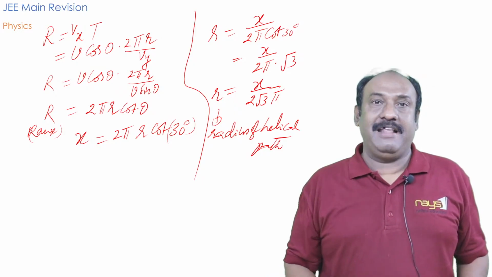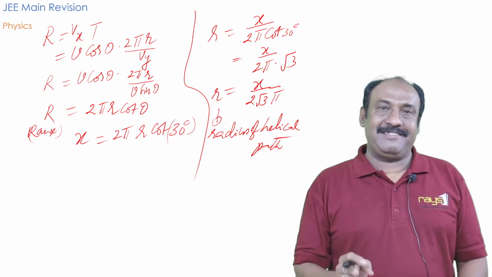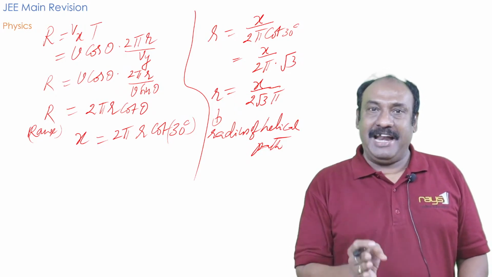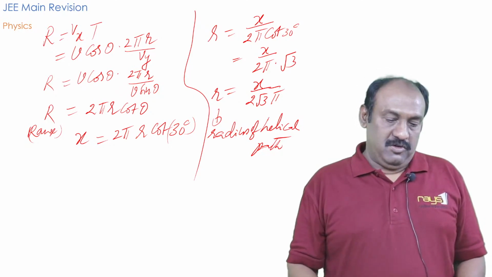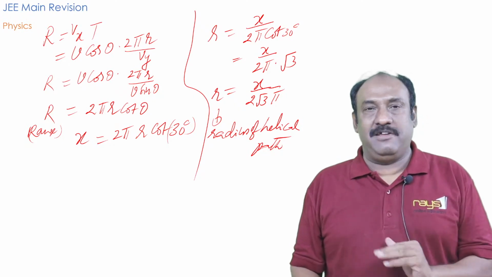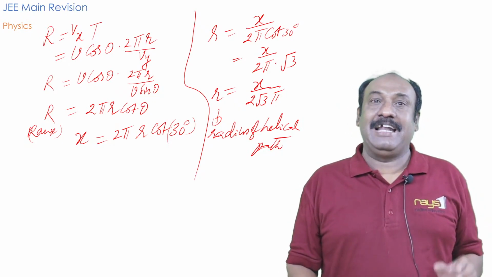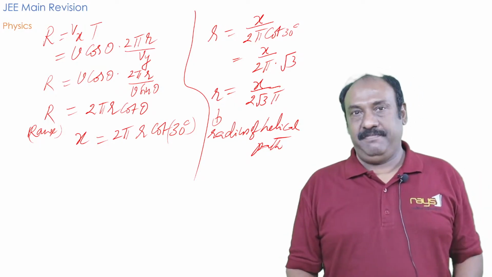So, r is the radius of the helical path of the charged particle when it enters at an angle 30 degree with the direction of the magnetic field. These are the key points in this question. Range is due to the horizontal component of the velocity of the charged particle when it enters at an angle other than 90 degree, other than 0 degree.